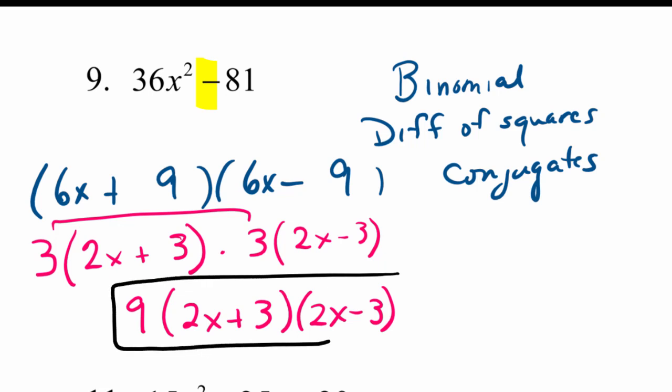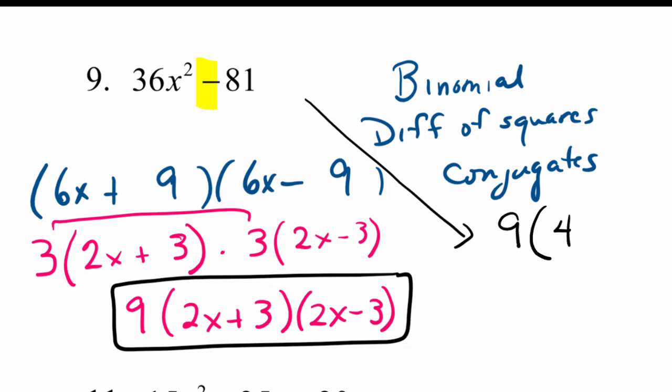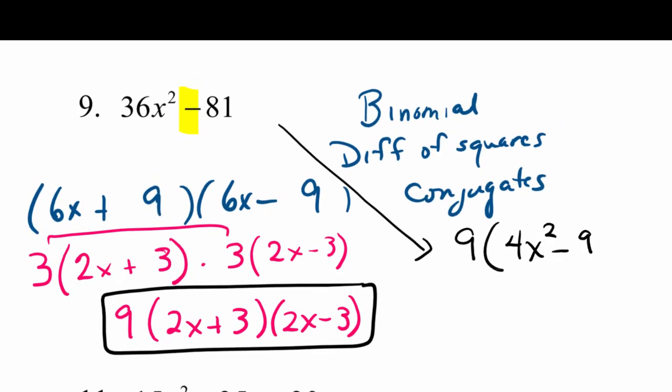But now I'm going to show you the way we should have done it. This would have been so much better if I hadn't gotten so excited and just factored out the 9 first, which would leave us with 4x squared minus 9. You see that? And now this binomial is still the difference of two squares, isn't it? It's still the difference of two squares, so we still have 2x plus 3 and 2x minus 3.